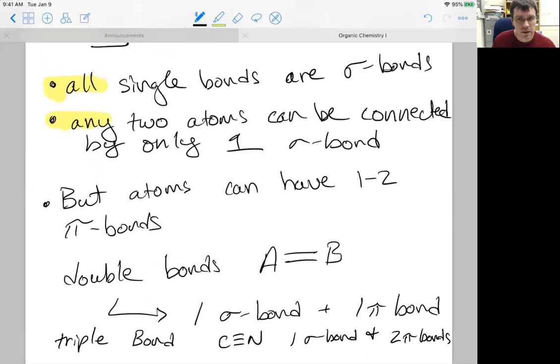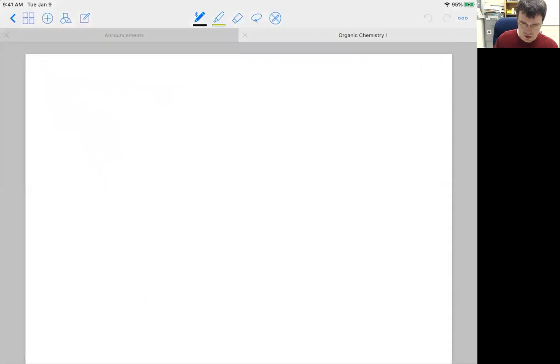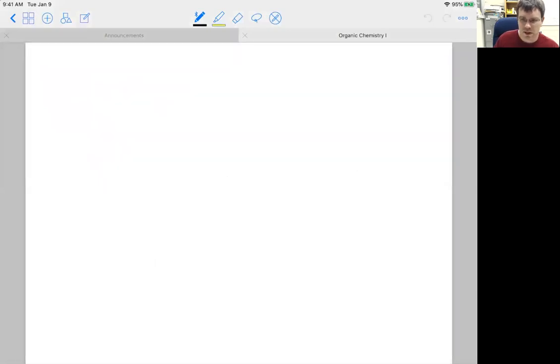So how do we get these things aligned? What does an orbital look like in a double bond and a triple bond? There's something kind of awkward and interesting that emerges when pi bonds are involved.